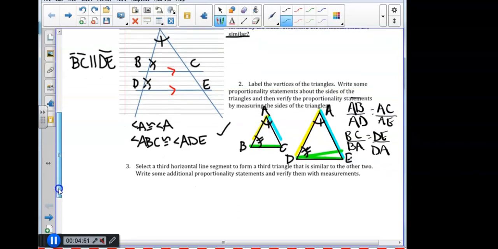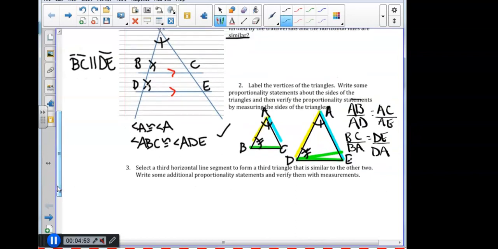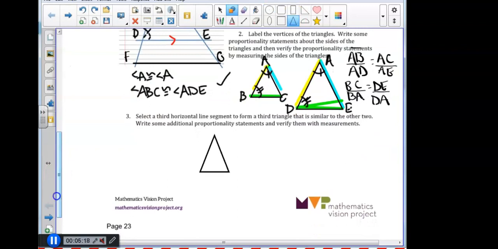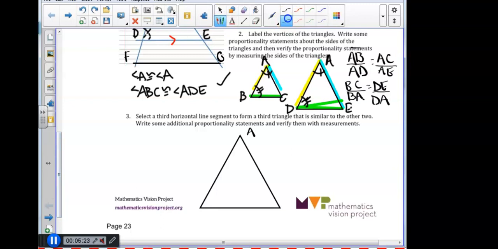In number 3, we're then asked to select a third horizontal line segment. So I'm going to say that this one down here will be the third horizontal line segment. And let's label that FG. Okay? So now we have 3 triangles. And I'm going to take that large triangle and I'm going to draw it on my paper. So that large triangle will be the large triangle AFG.